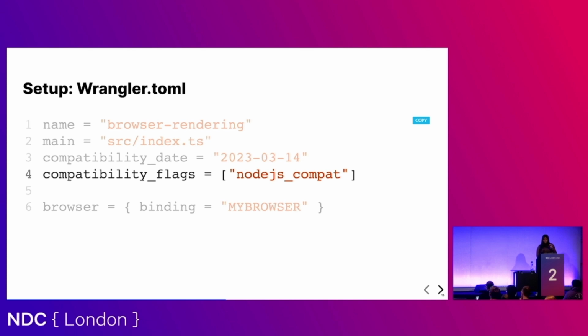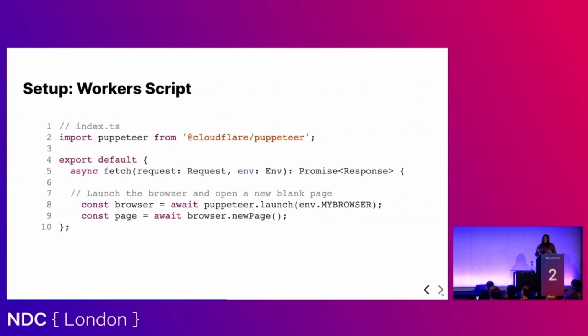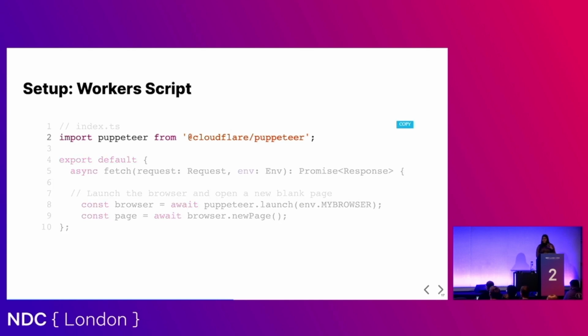So with these two things set up within your project, you can then start running browser rendering within your Worker script. Also, you would need to install the Cloudflare fork of Puppeteer, which is an NPM package, right? So once you import that, you can do things like launch a browser and, for example, create a new blank page or take a screenshot or make a PDF. There are so many different use cases for how you can use the Workers browser rendering API within your project.